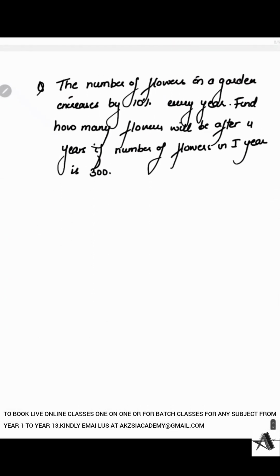The number of flowers in a garden increases by 10% every year. Find how many flowers there will be after 4 years if the number of flowers in the first year is 300. So after 4 years, first it would be 300. In the first year it's 300. Every year it's increasing by 10%. So for the second year, it is increasing by 10%, so I can say it will be 1.1. Right? It's not that 10% of it remains, but instead they are increasing by 10%.